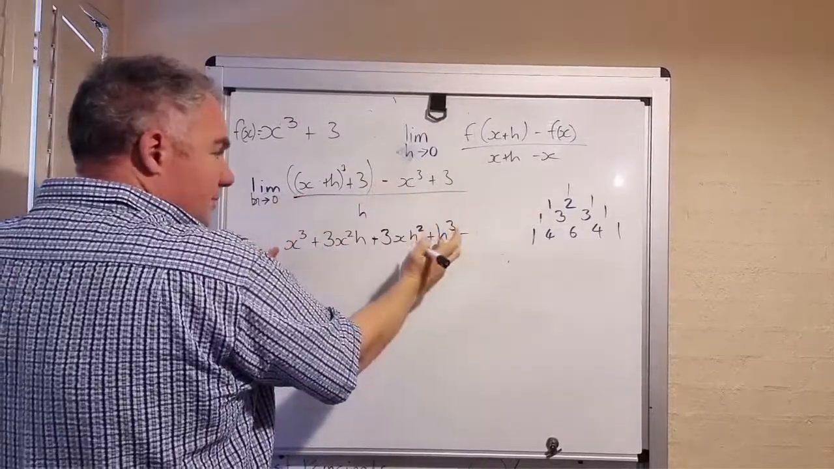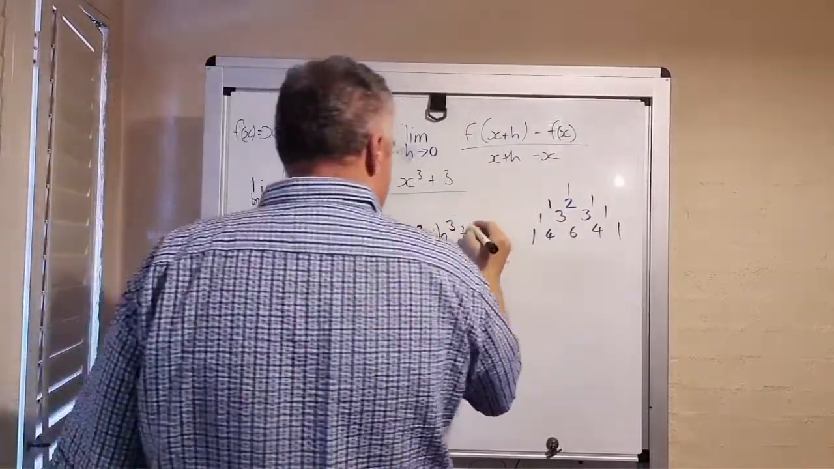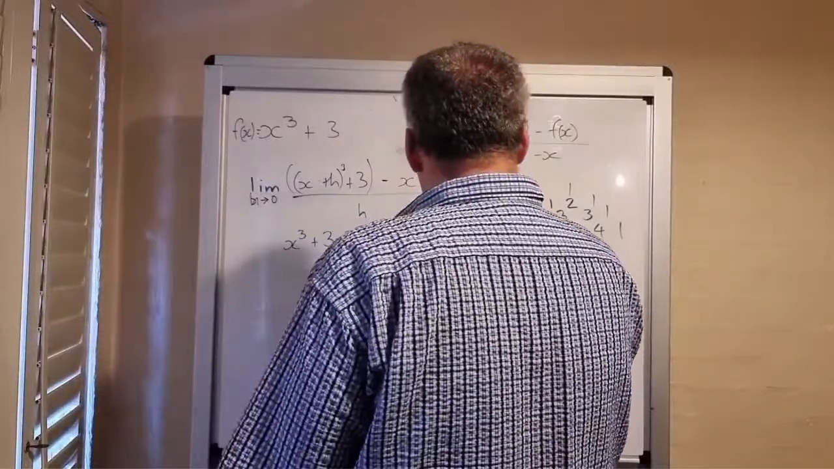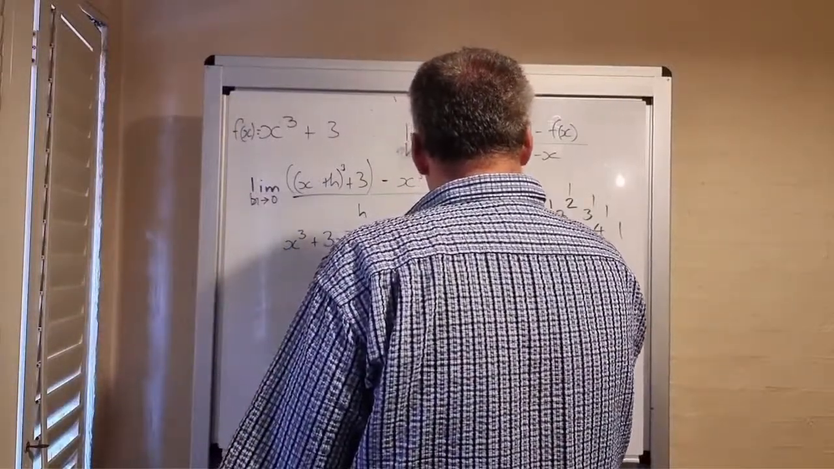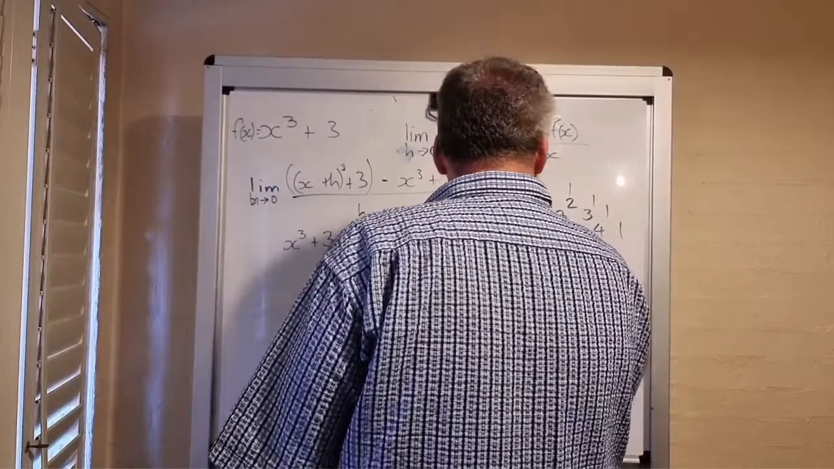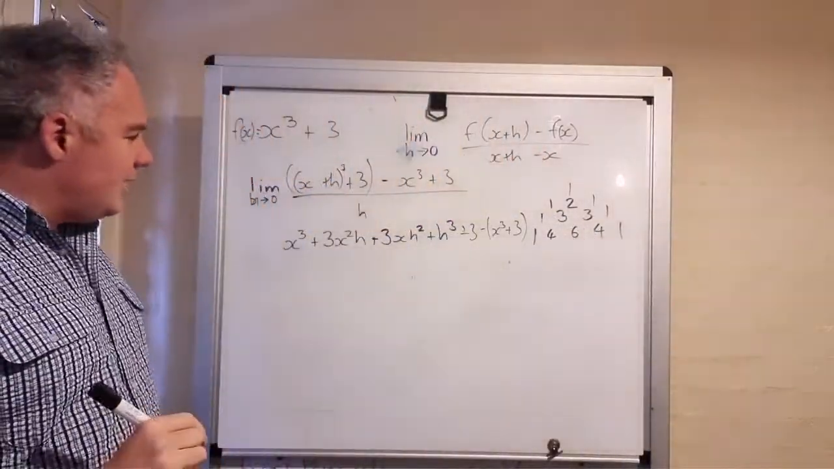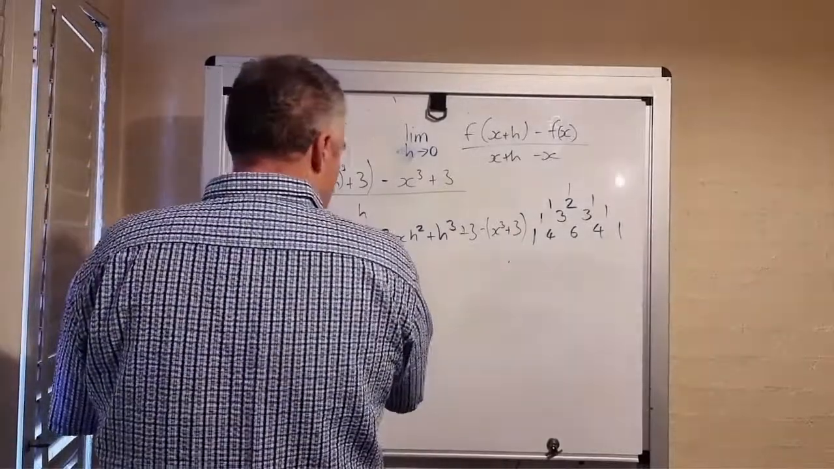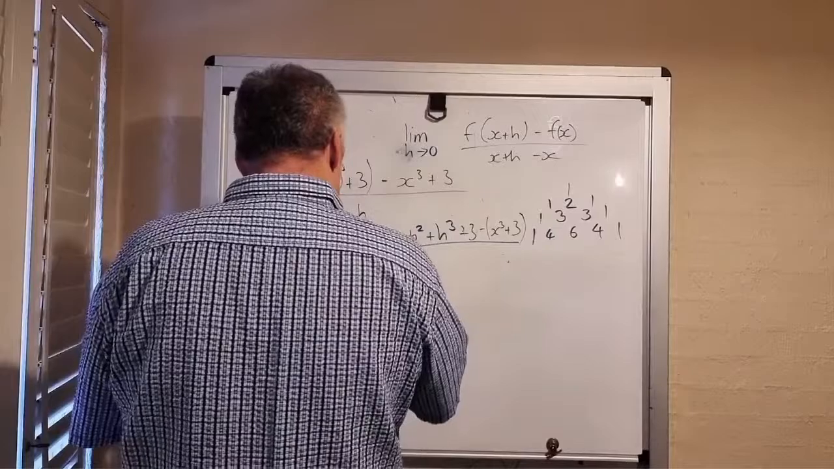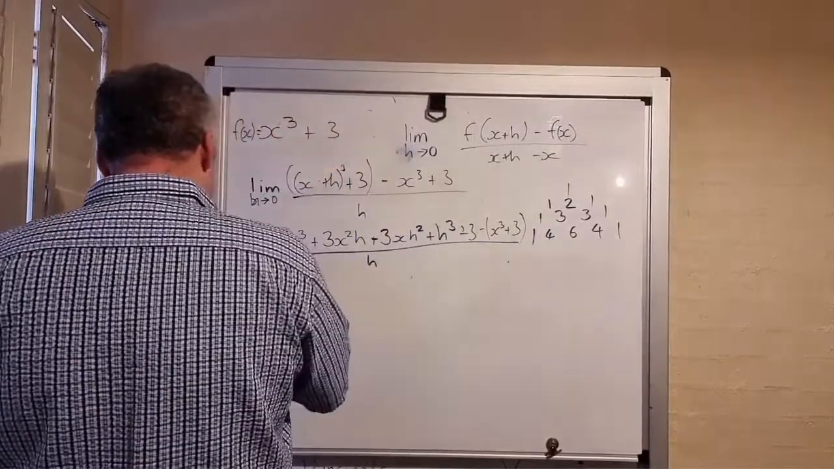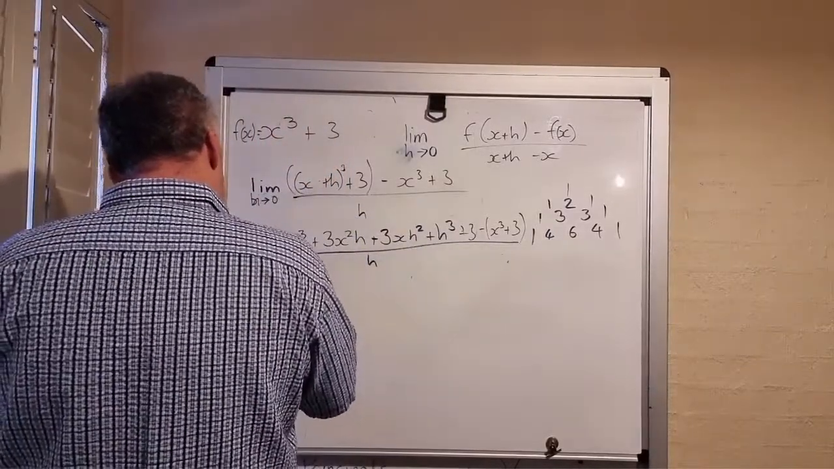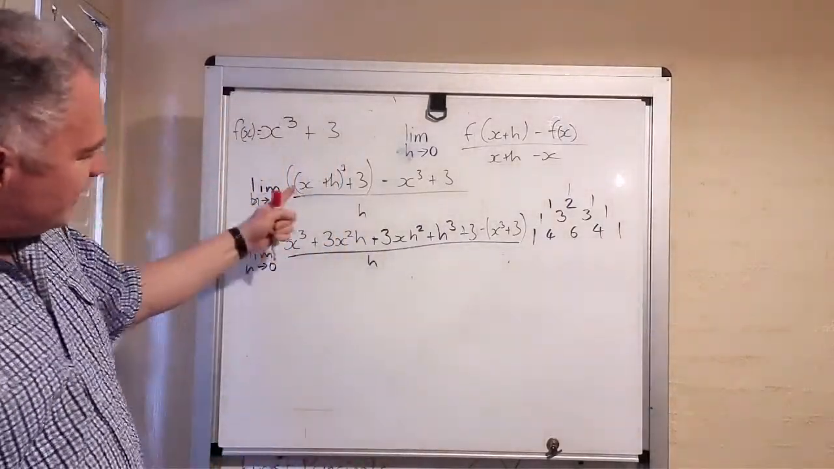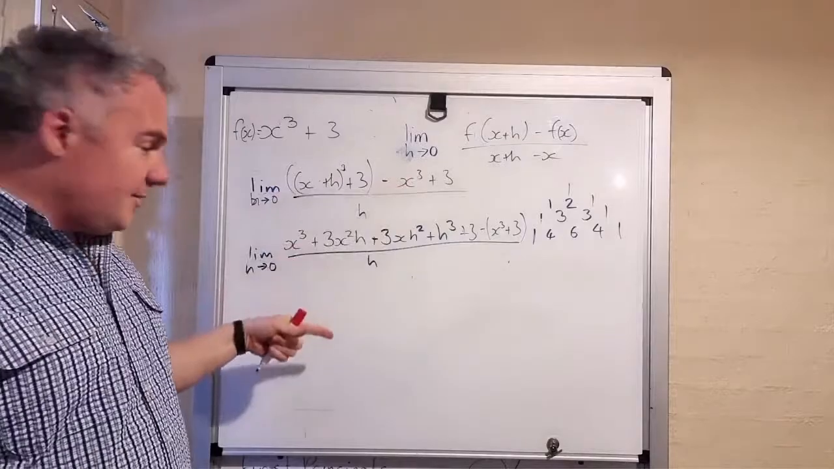That bit is expanded to that bit plus the 3. Oh, I don't want to lose him. Minus x cubed plus 3. Okay, I know I'm a bit squashed, I'm sorry about that. And then all of that is over h, and it's the limit as h approaches 0. Okay? So that's all of this expanded.